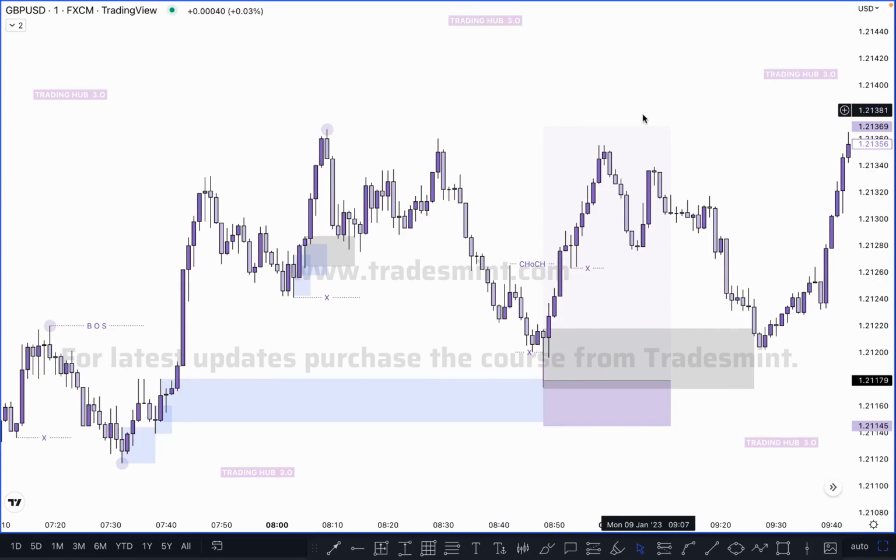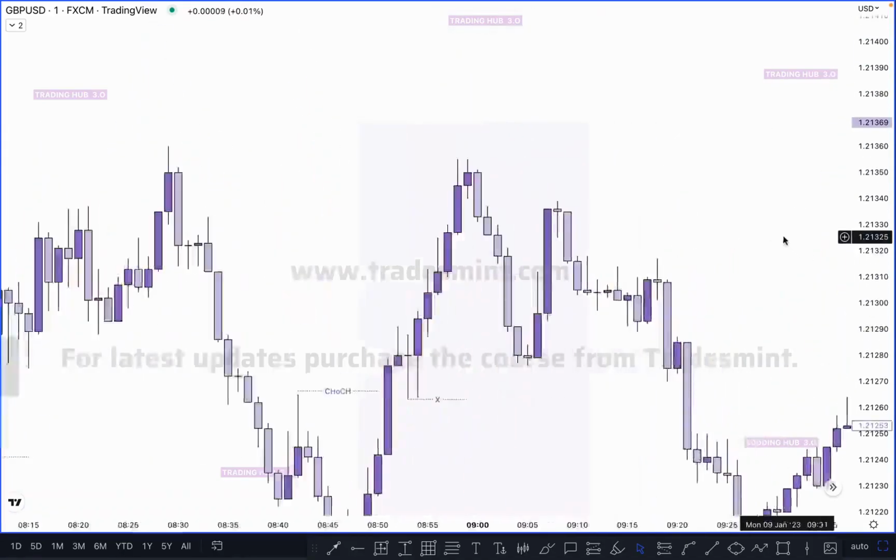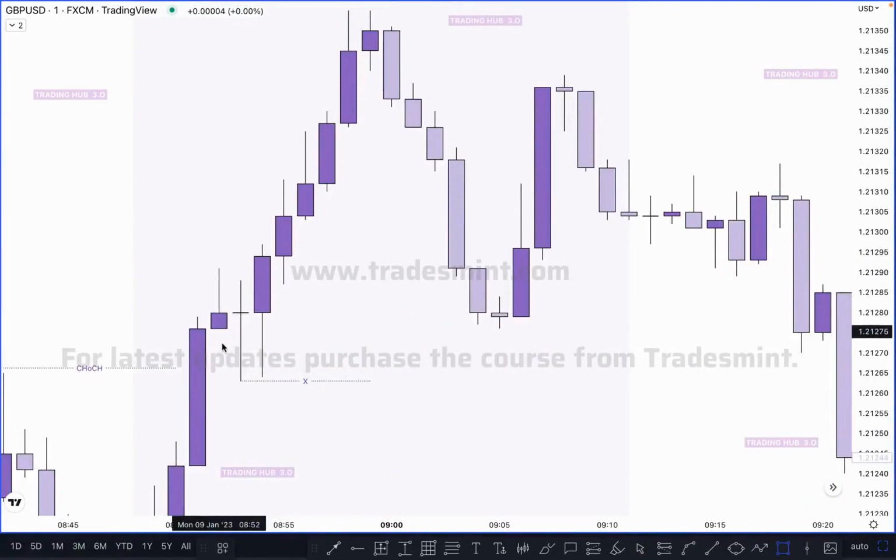Only two order blocks are available here. The first one is here, right? Because this candle took out the previous candle's liquidity. Let me show you exactly. This candle took out the previous candle's liquidity.